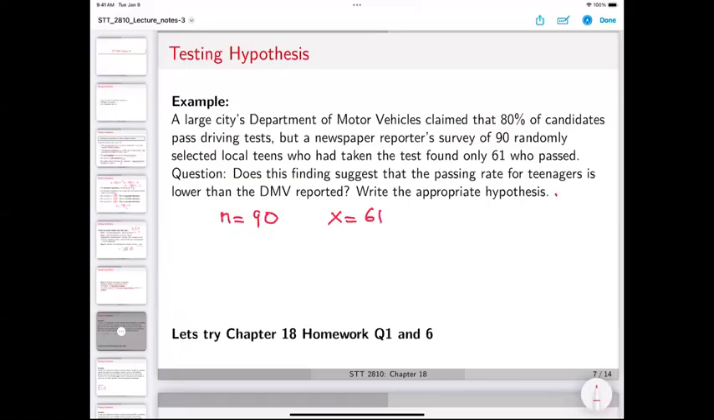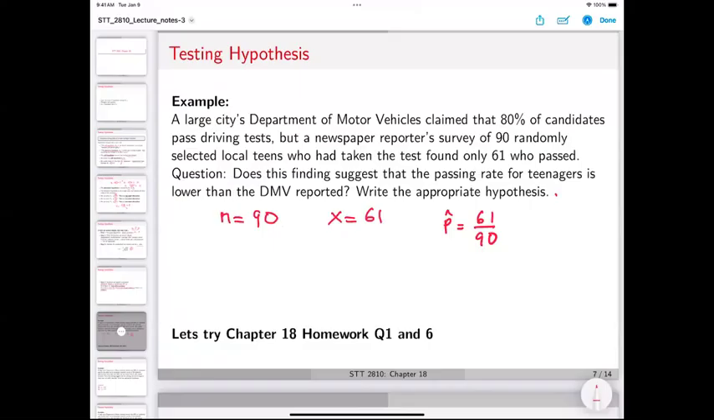Okay. So just from here, we can see that our p hat is equal to what? 61 over 90. That is the proportion of people who passed. It's p hat because it's based on the sample. Are we all okay on that? Okay. Now let's learn how to formulate the hypotheses. I just wanted you to know how to get some of the numbers there.